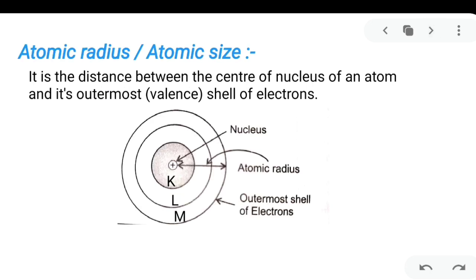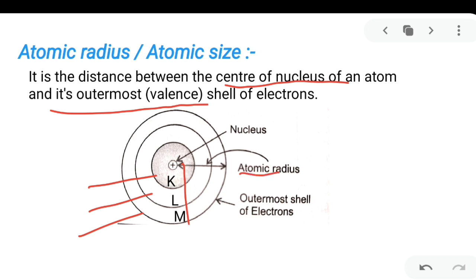Atomic radius is the distance between the center of the nucleus of an atom and its outermost shell of electrons. It means it is the distance from the nucleus to the electron present in the outermost shell. I have given an example here. Here you can see the structure of an atom, where the atom consists of three shells, K shell, L shell and M shell. The distance from the nucleus to the M shell is known as the atomic radius.